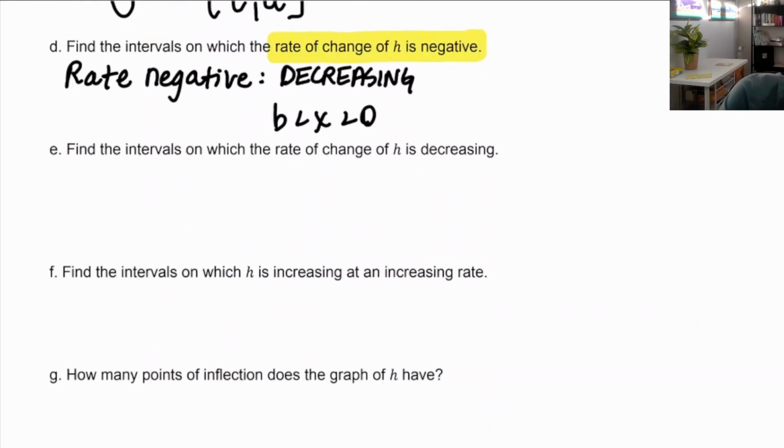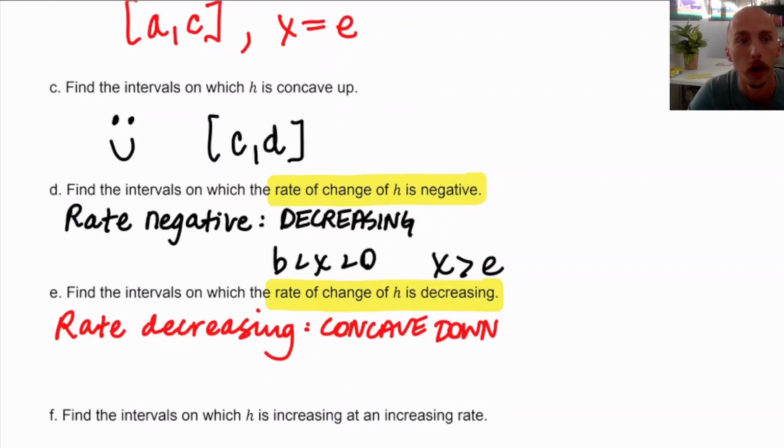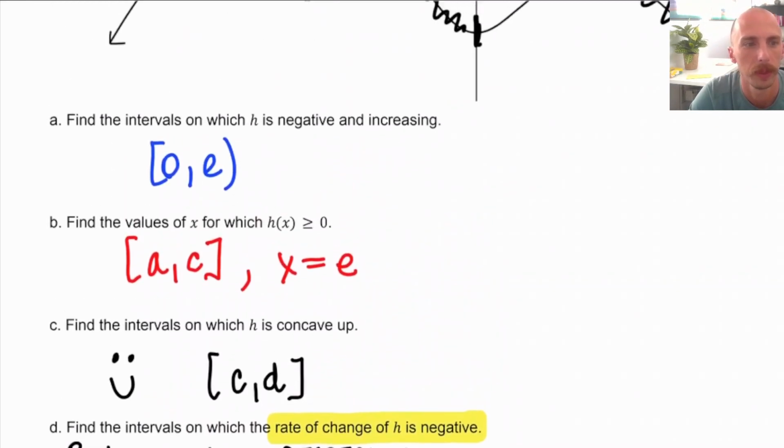Yeah, and x is greater than e. All right, now find the intervals on which the rate of change of h is decreasing. Okay, that's, again, going to need a translation. All right, so go back and look at that grid or whatever notes you've got. Rate of change decreasing, that's concave down. So I'm looking for where the graph is frowning, and I feel like I may have already done that. No, but I found where it was concave up, so that might be helpful.